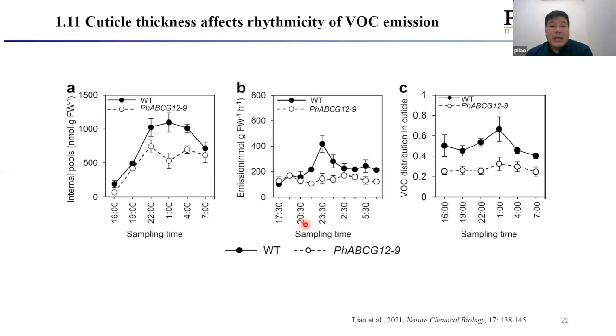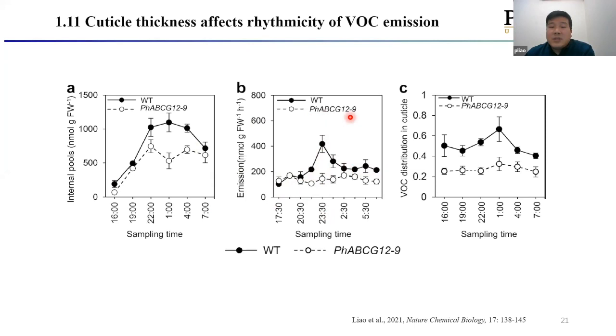So actually, we did more experiments. For example, here these are the internal pools in the wild type and the ABCG12 RNAi at different time points. For example, here for the emission in the wild type, there is always a peak, for example in the evening, we can see a peak at about 11:30. Okay, and then it gradually decreases.